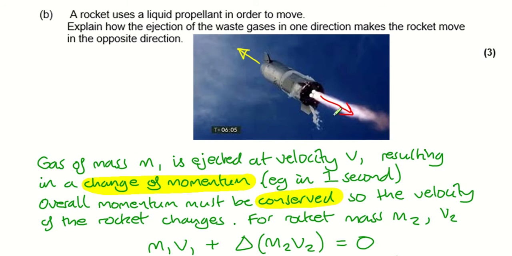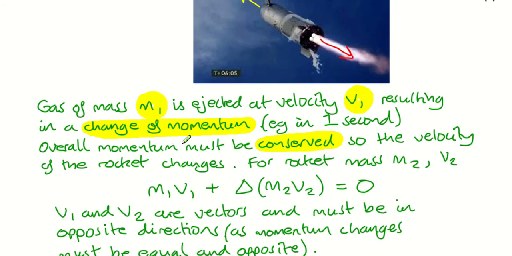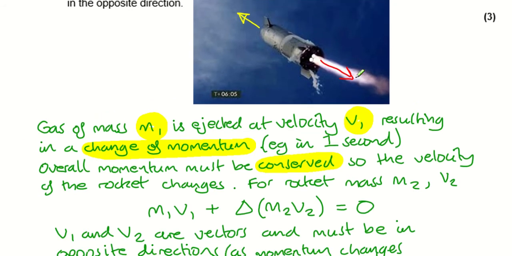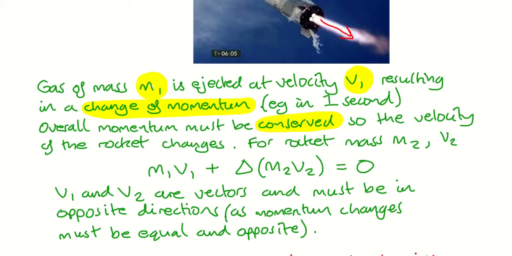If you're chucking all this gas out the back at very high velocity, and I've called it V1, the velocity of the gas, and if that gas has got a mass of M1 and a velocity of V1, coming out per second, if you like, then momentum has got to be conserved. Before the rocket switched its motor on, it was going at a constant momentum. So you're going to have to conserve momentum. So the momentum change one way is going to have to be the same as the momentum change the other way. So I've got that here.